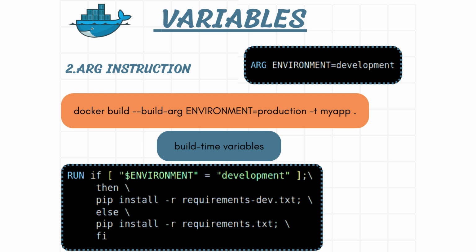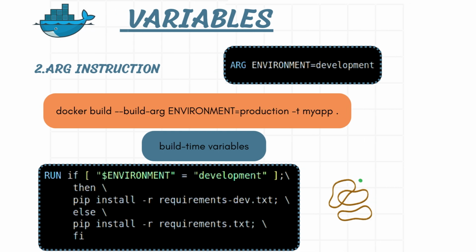In this example, the RUN instruction checks the value of the environment variable and installs the appropriate dependencies based on whether it is set to development or production. The ARG environment=development instruction introduces build-time flexibility, allowing you to customize the build process for different environments, making your container setup more adaptable and efficient.